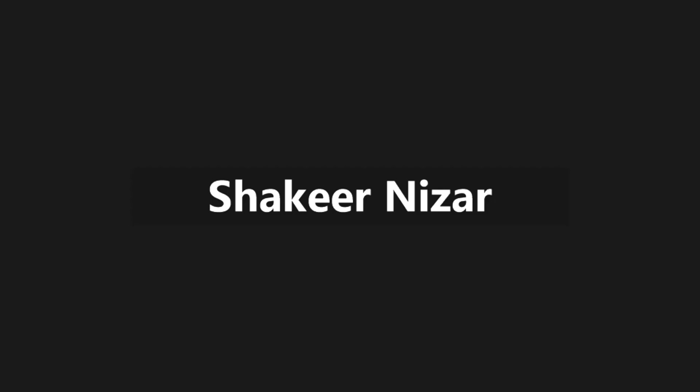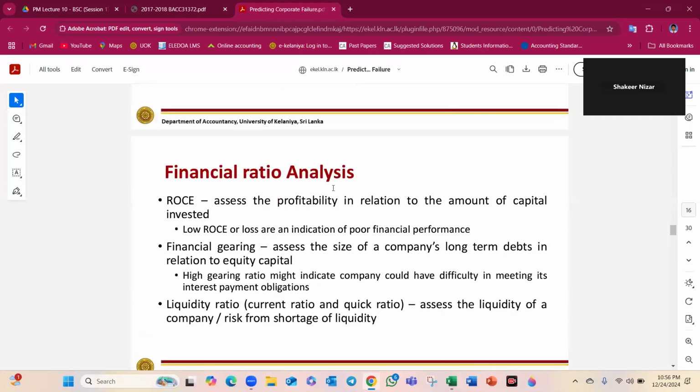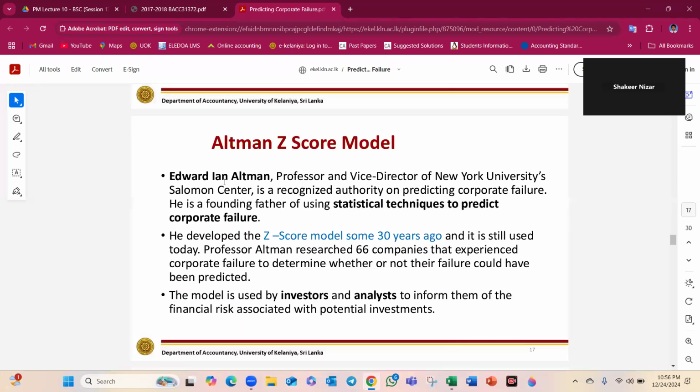Good evening. Today we are going to discuss the Altman Z-score model, which is a quantitative model to determine corporate failure. Ian Altman, professor and vice director of the New York University Solomon Center, is a recognized authority on predicting corporate failure. He is the founding father of the statistical technique to predict corporate failure, that is the Altman Z-score model.